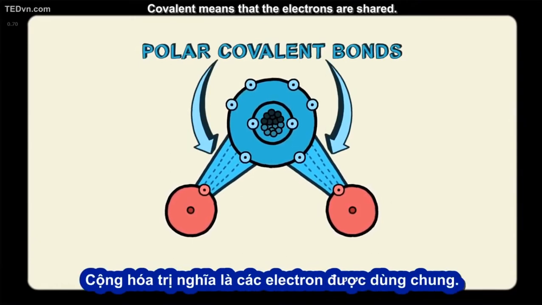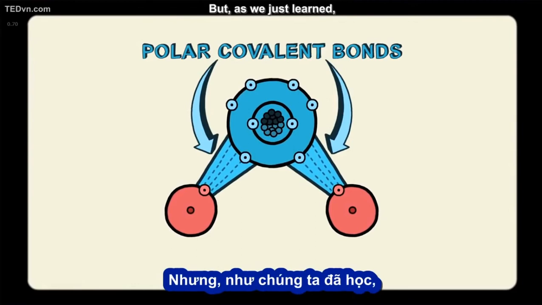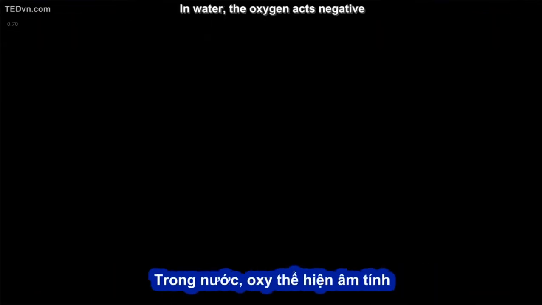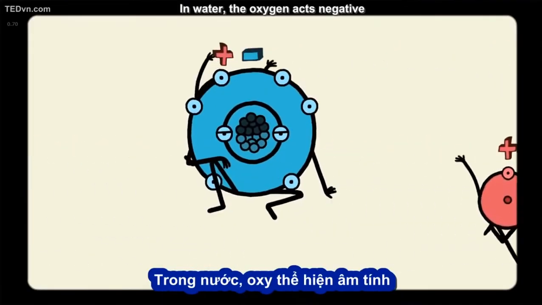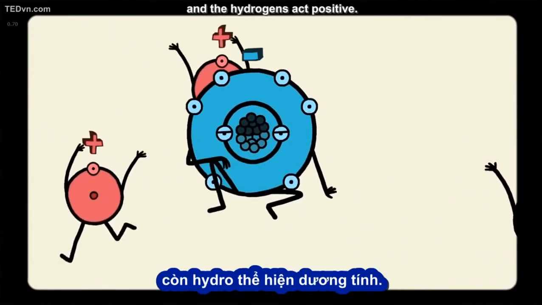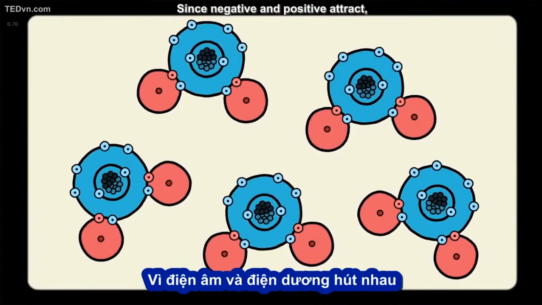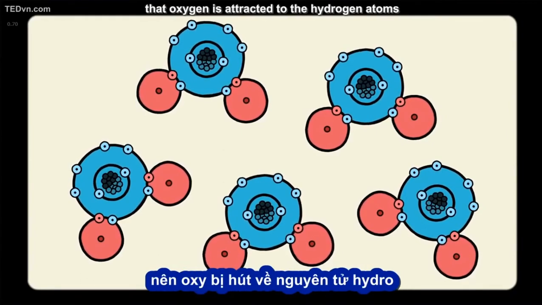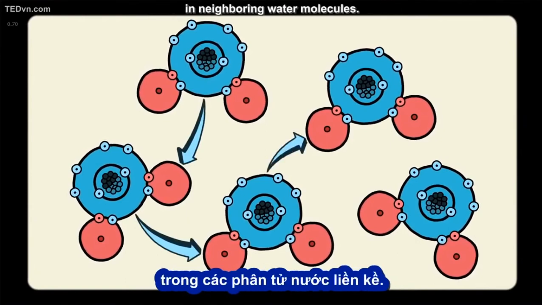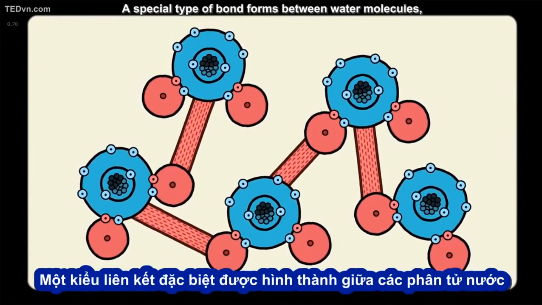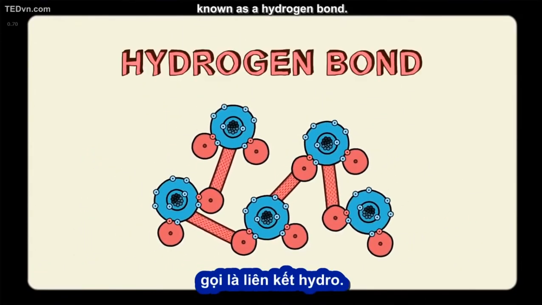Covalent means that the electrons are shared. But, as we just learned, polar means that these electrons are not shared equally. In water, the oxygen acts negative, and the hydrogens act positive. Since negative and positive attract, that oxygen is attracted to the hydrogen atoms in neighboring water molecules. A special type of bond forms between water molecules known as a hydrogen bond.